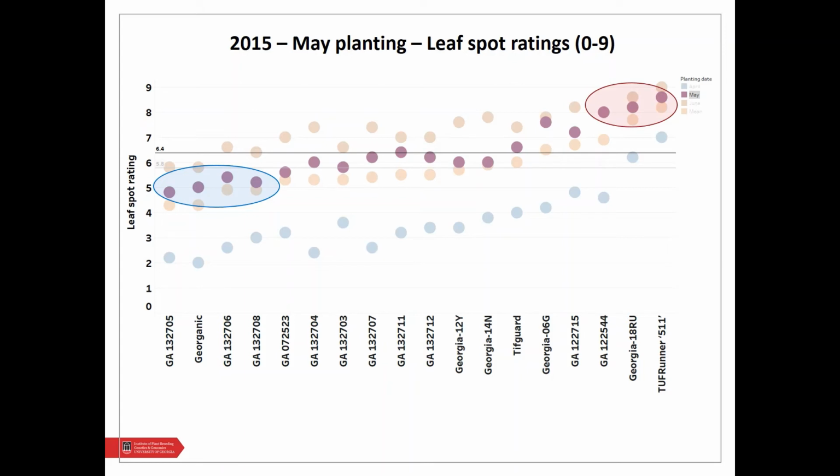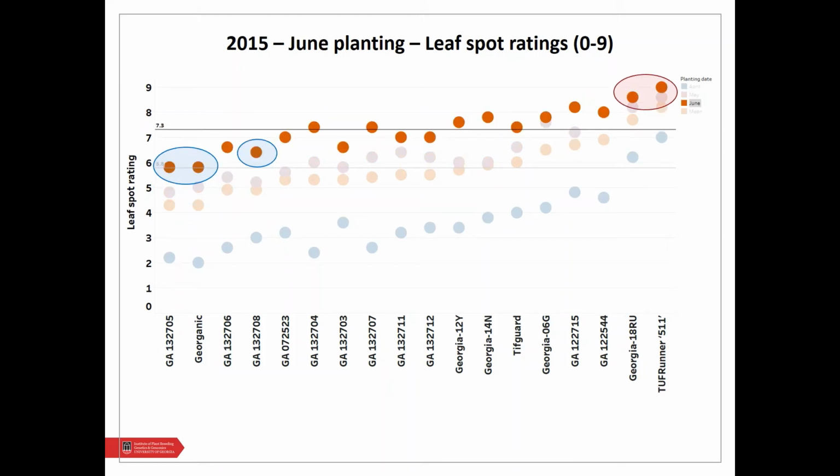Average leaf spot rating increased significantly from 3.7 in the previous slide to 6.4 in the May planted trial. Again, Georgia 18RU and Tough Runner 511 had the highest level of leaf spot, along with Georgia 122544. Georganic and some of the breeding lines had the lowest leaf spot ratings.